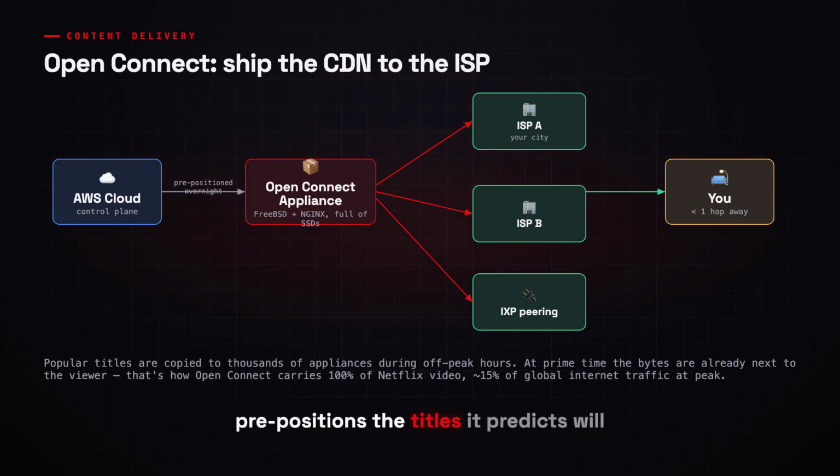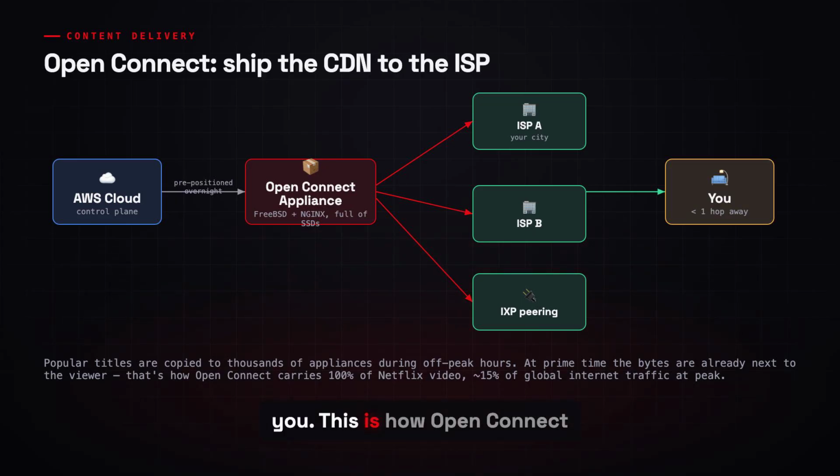During quiet overnight hours, it prepositions the titles it predicts will be popular onto those boxes, so by prime time, the bytes are already sitting one hop away from you. This is how OpenConnect serves 100% of Netflix video. The control plane runs in the AWS cloud. The heavy video traffic never touches it.